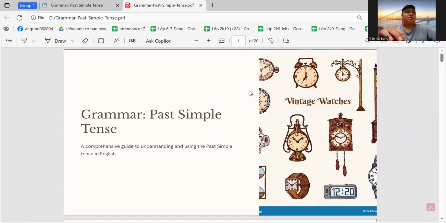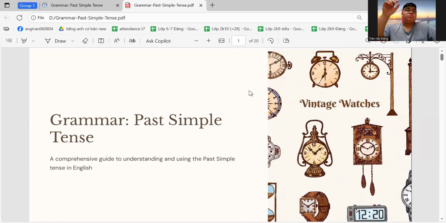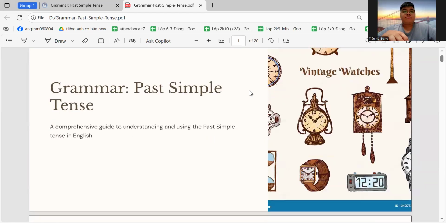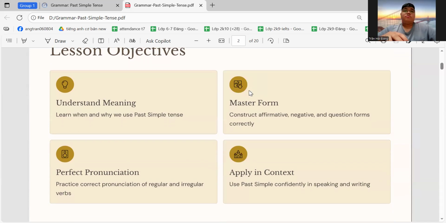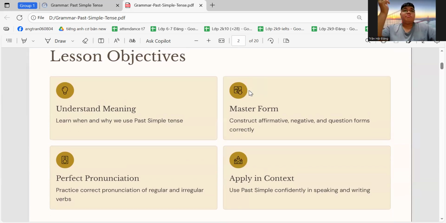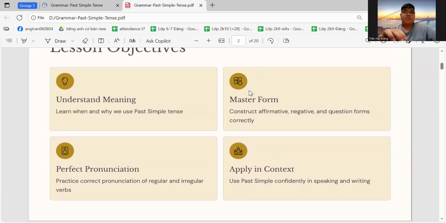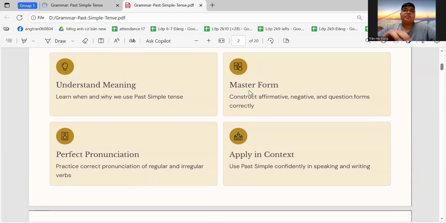Hello everybody. Today we will learn the past simple tense, right? And today I will tell you guys how to use it, how to understand it, and how you can apply it in your daily life. So our objective today is to understand the meaning of past simple tense, and master the form, like you guys know the formula. Of course, you guys have to pronounce all of the words which can be used in the past simple and apply it in some contexts.